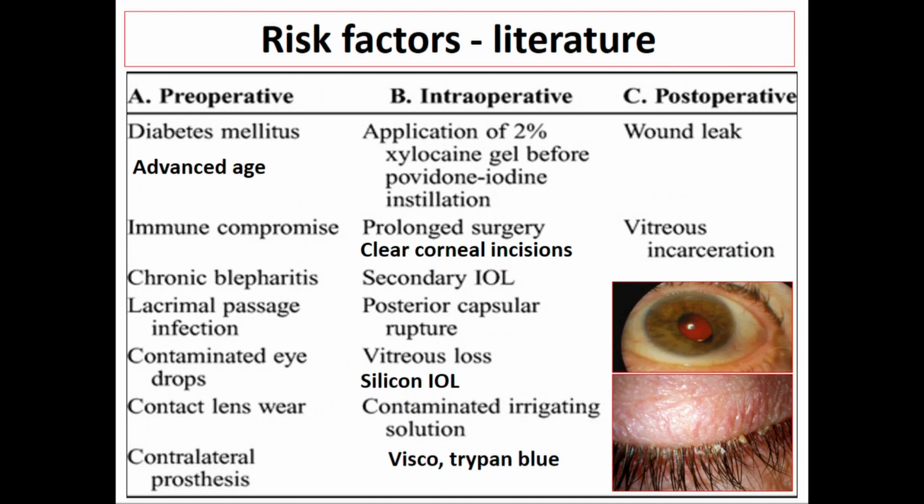There are possible risk factors explained in the literature, starting from diabetes, advanced age, immunocompromised condition, adnexal infections, then contralateral prosthesis. Intraoperative risk factors can be application of 2% Xylocaine previously used for topical surgeries, prolonged surgery, clear corneal incision, secondary IOL, posterior capsule rupture, vitreous loss. Silicone IOLs are found to have more prevalence of endophthalmitis. Contaminated irrigating solutions, visco and trypan blue. Post-operatively there can be wound leak or vitreous incarceration.